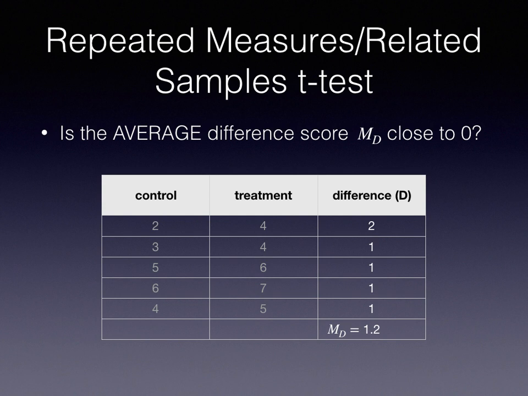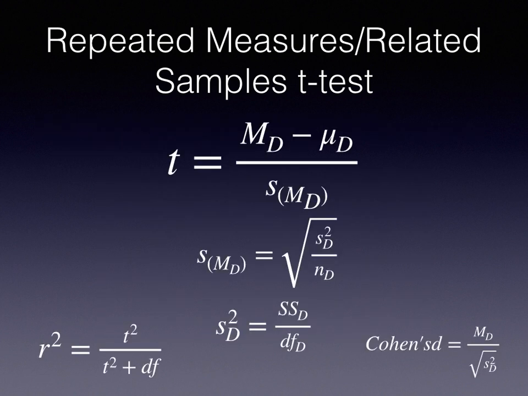But if you square them, then you'll find that you get a non-zero value for this quantity, the sum of the squared deviations for the difference scores. The degrees of freedom for the difference scores, df sub d, which is in the denominator of the variance of the difference scores, is just the number of difference scores minus 1. So that's the variance. Plug that in to get estimated standard error. Plug that in to get t, and you're done.